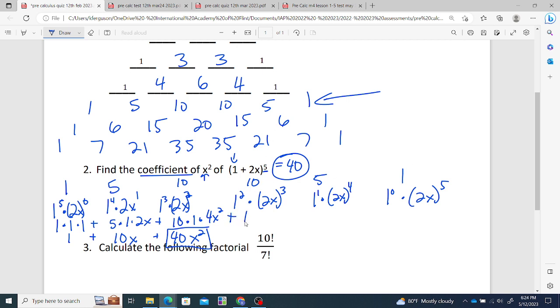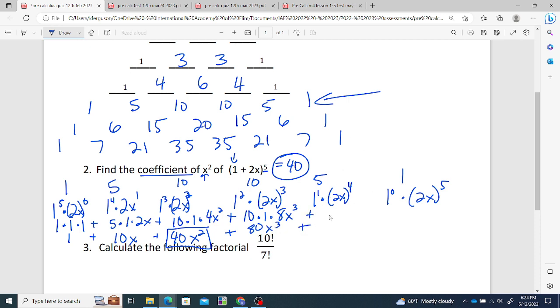So I'm going to take the term up top, 10, and then 1 to the second power, that's 1, and then (2x) to the third power. 2 to the third power is 8, x to the third power is x to the third power. So that's 8x to the third. So now my next term is 10 times 1 times 8, so that's 80x to the third.